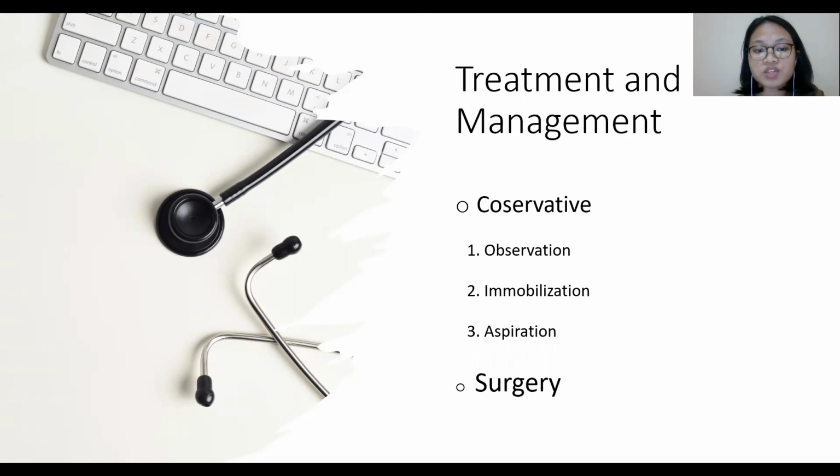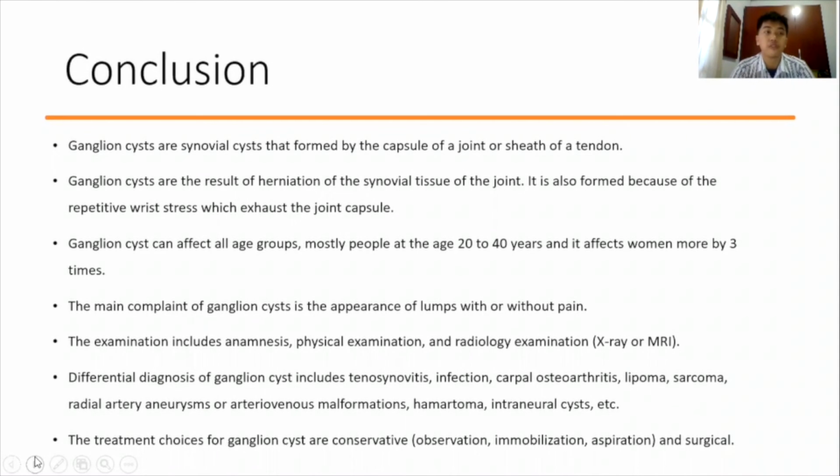The last one is surgical treatment. Surgical treatment is given when the cyst has a recurrence after aspiration or when the conservative treatment does not result in a good prognosis. Excision surgery can be done either by open surgery or arthroscopy, and it is performed on an outpatient basis. So, for the conclusion of this topic, ganglion cysts are synovial cysts that form from the capsule of a joint or sheath of a tendon.